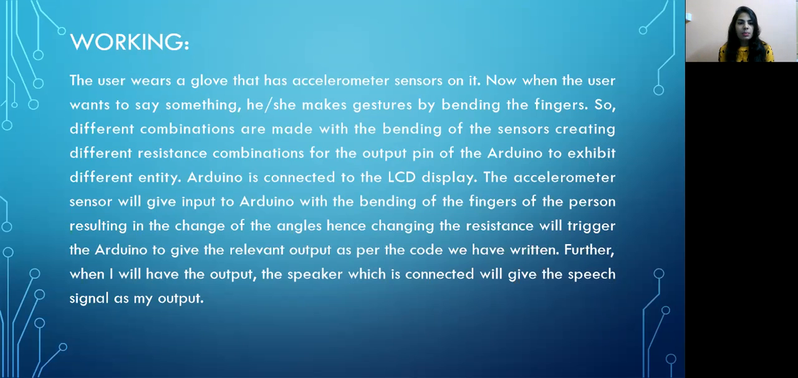Inside the Arduino, this sensed data is compared with the predefined gestures. If there is a match between these two, this is then outputted onto the LCD screen and also passed on to a speech synthesizer module, that is TTS-256, which converts a text input to speech output. The code inside the microcontroller is pre-written according to what gestures the person wants to convey.